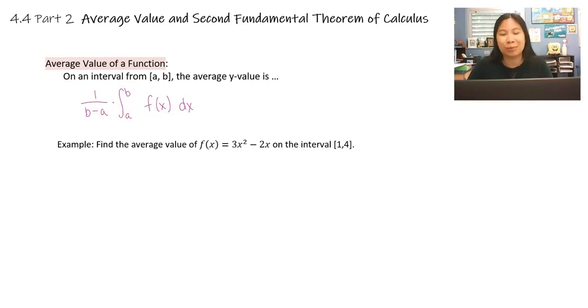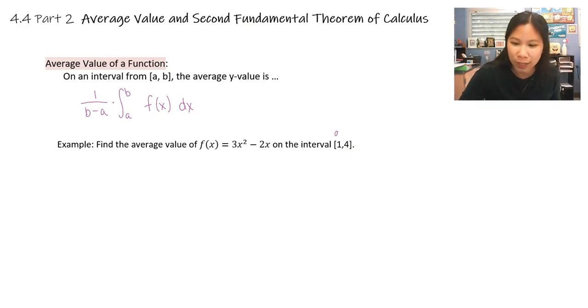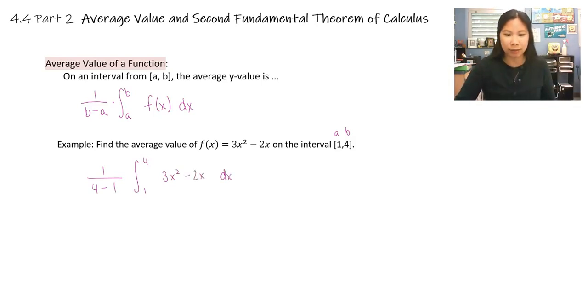So let's do a quick example. We're trying to find the average value of f of x equals 3x squared minus 2x on the interval from 1 to 4. Setting up using our average value formula, if 1 is a and b is 4, then plugging in we would end up with 1 over 4 minus 1, and then we'd find the integral from 1 to 4 of 3x squared minus 2x dx.